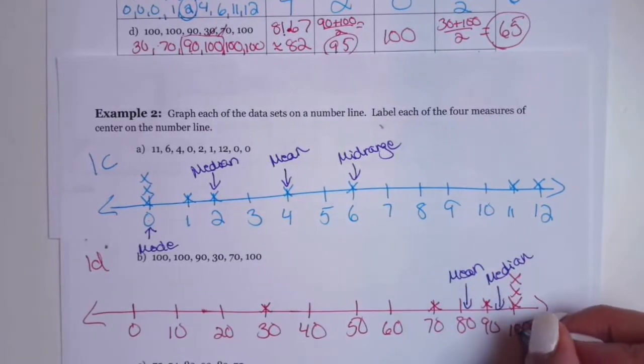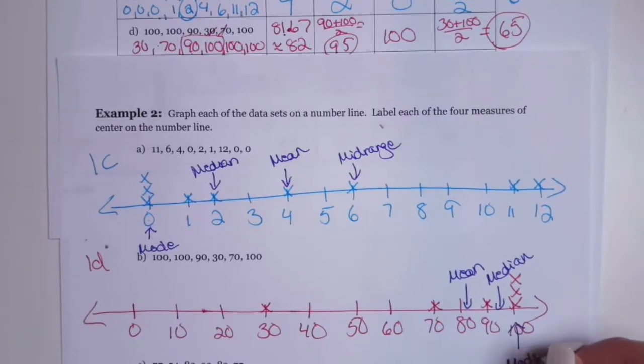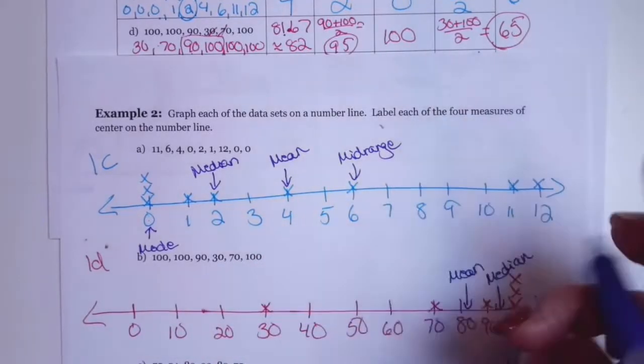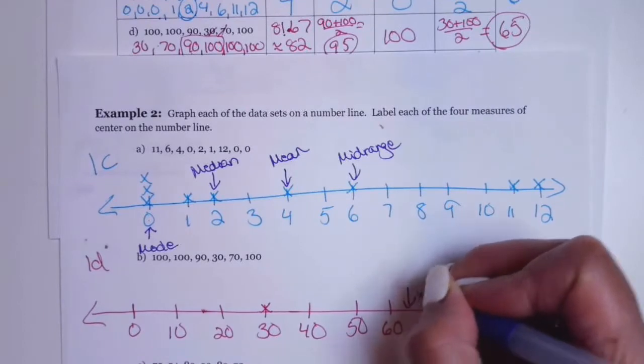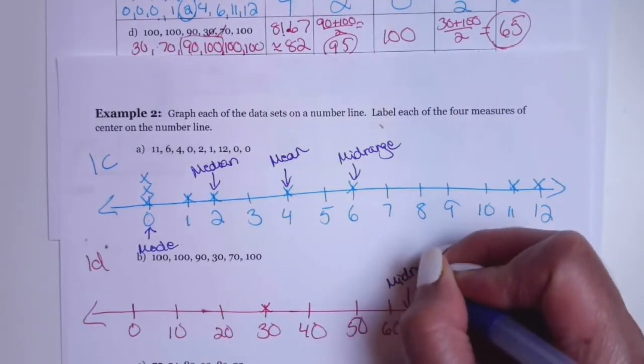Mode is 100. And then mid-range is 65. So that's again halfway between here.